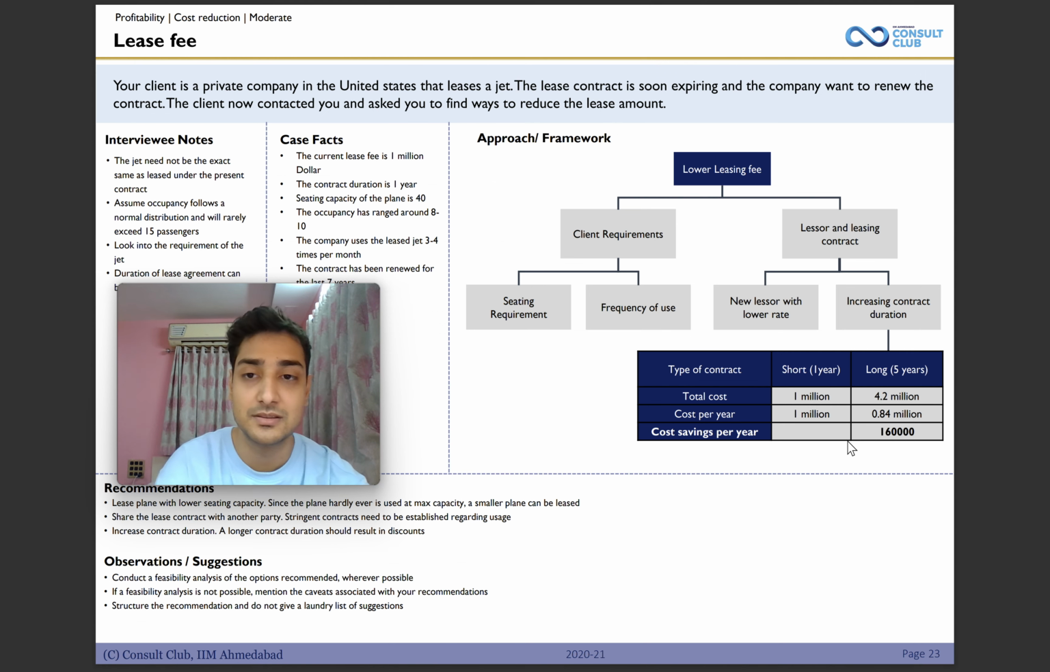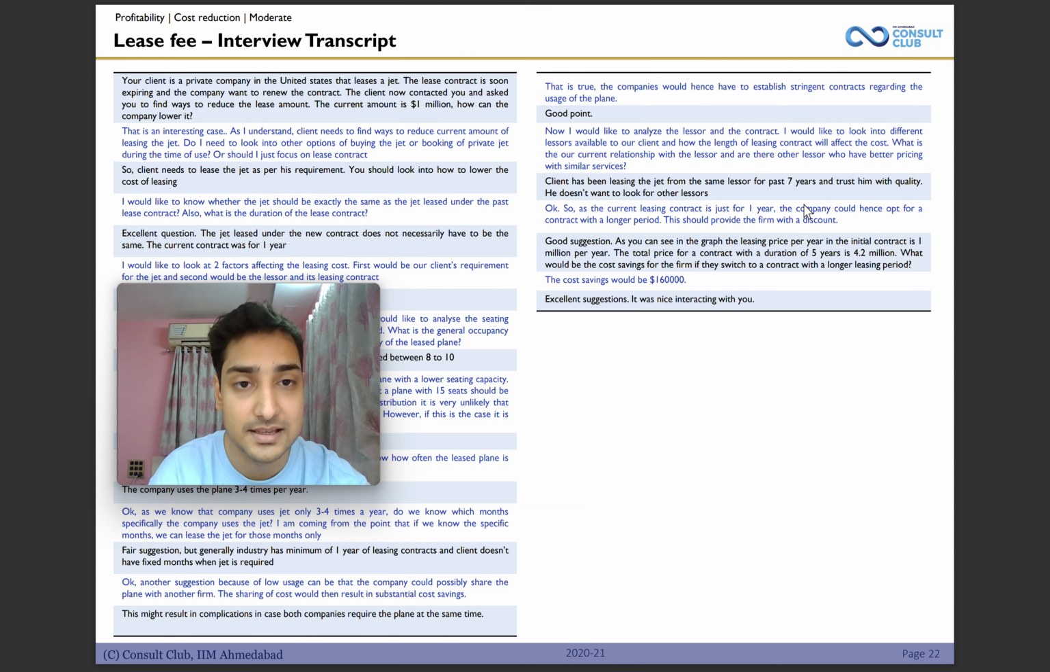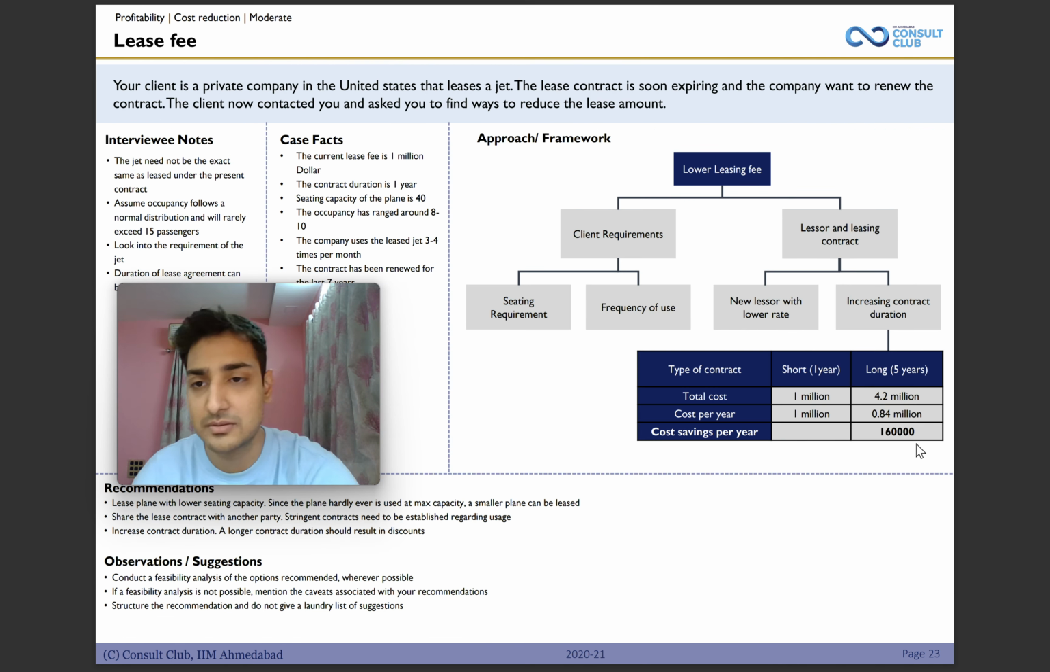dollars. My bad. In the interview, I read it as 1.6 million, but it was $160,000. So, which is quite accurate. Per year, you save this much amount, and that is how you can reduce the total amount. One other possibility is to opt for a lower flight, and that will also result in a different amount, which will be lower than the 40 capacity option.